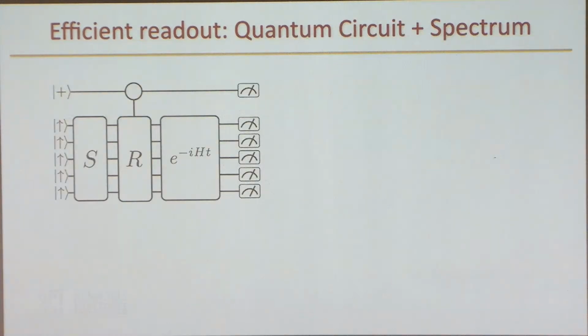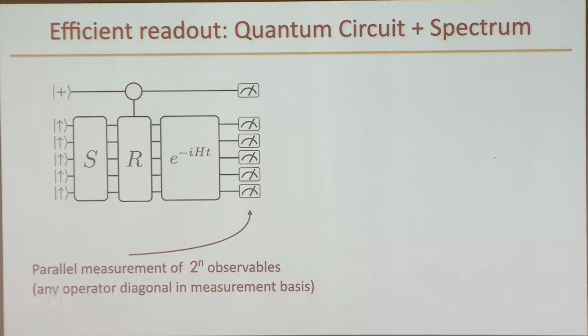So here is the very simple circuit diagram for what we do. We prepare a known reference state, then we do a control perturbation of various kinds, and ideally we try to sample well with that. Then we run the time evolution on this, and then we can measure in parallel all of these atoms, which gives us, because we are in a measurement basis, 2 to the n observables.